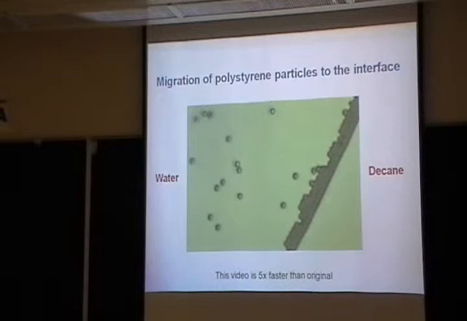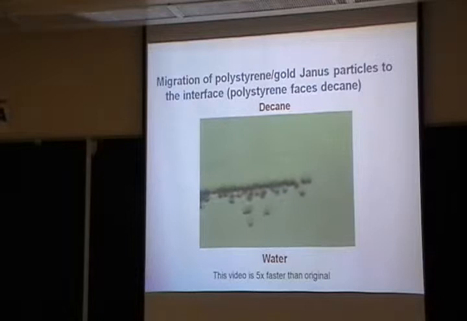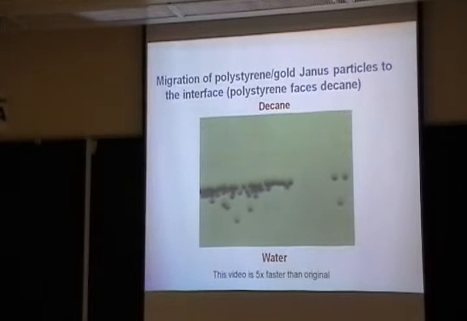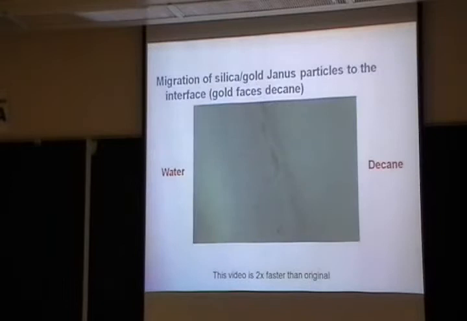For example, if you use polystyrene-gold, a Janus particle, polystyrene is more hydrophobic than gold. This is decane, this is water. You can see that the lighter side, which is the polystyrene side, is pointed towards the oil. If you do gold-silica, silica is even more hydrophilic than gold. Then the orientation switches. This is gold-silica, and here the darker side is towards the oil. So you can actually control the orientation.